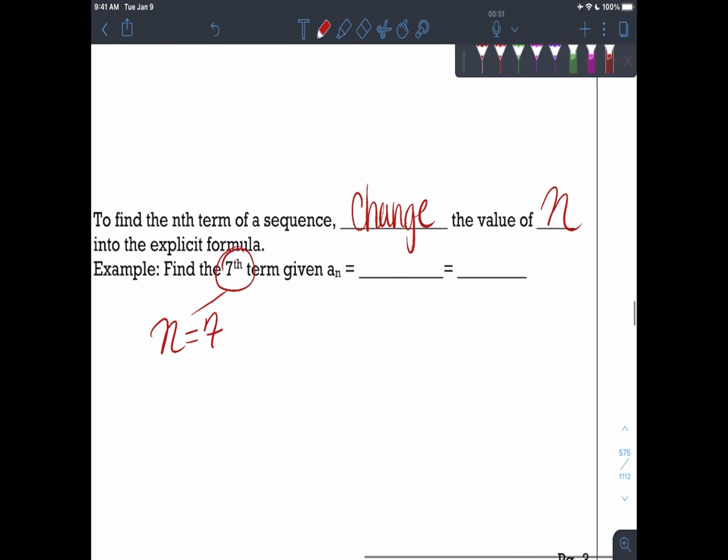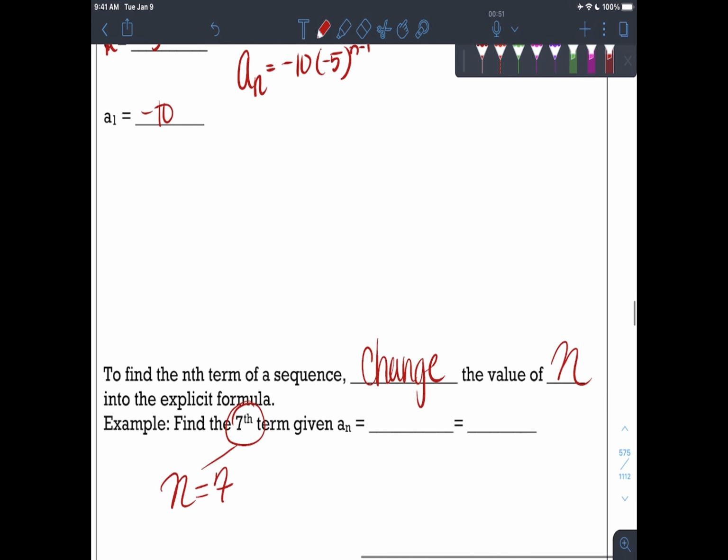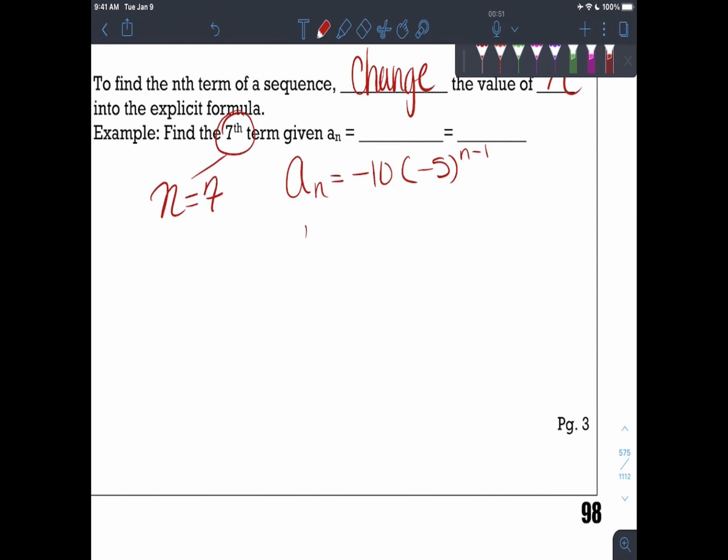Okay? So I'm going to work this out by hand, and then I'm going to utilize my calculator to verify my answer. So here's my equation. And I'm going to change all the n's that I see into a positive 7. And of course, I can drop that into the calculator.